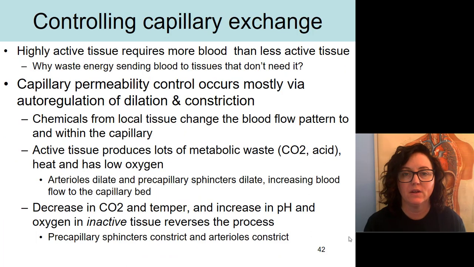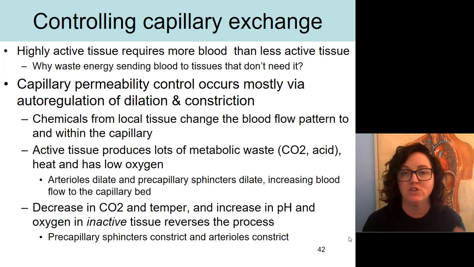So how do we regulate capillary exchange? Keep in mind that highly active tissues, like skeletal muscle when you're exercising, will require a lot more blood than tissue that's less active. Like when you're exercising, you're not using your stomach and intestines. So we need to be able to control the permeability of these vessels. And we're mostly going to do that by controlling dilation and constriction of arterioles and precapillary sphincters. Most of this happens through autoregulation, which means that we don't need the nervous system to control this process, and we don't need hormones to control this process either. So it's kind of cool.